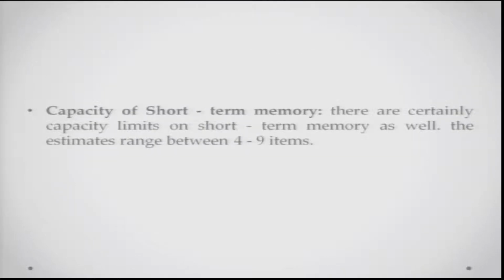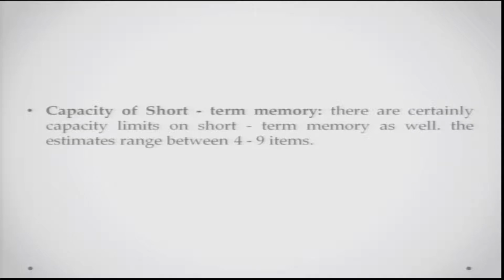Now, we have talked about the duration of short term memory. Now, let us talk about the capacity of short term memory. There are certainly capacity limits on short term memory as well. The estimate ranges between around 4 to 9 items. So, there have been different kinds of estimates made, and they say that it is just around 4 to 9 items.